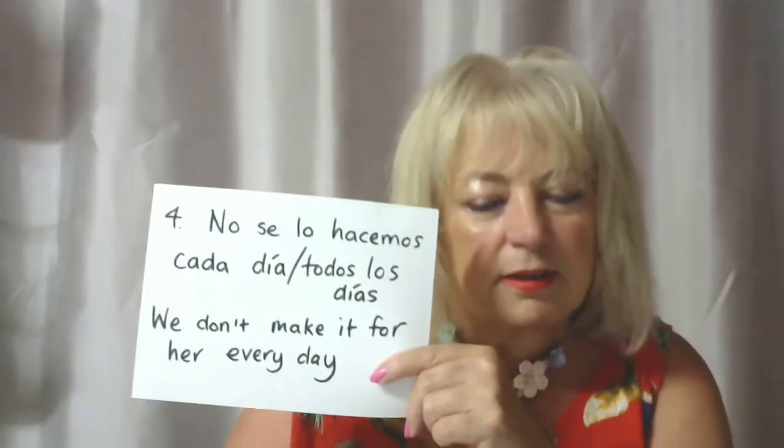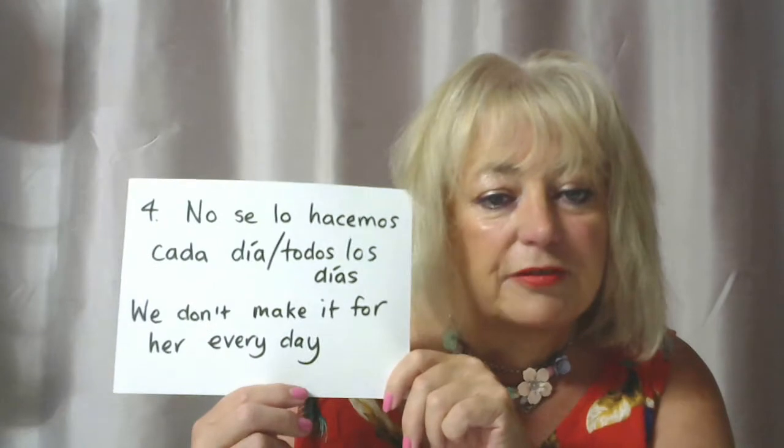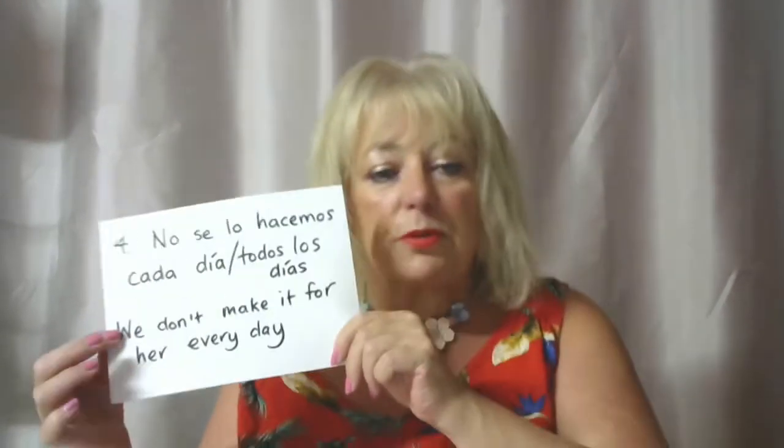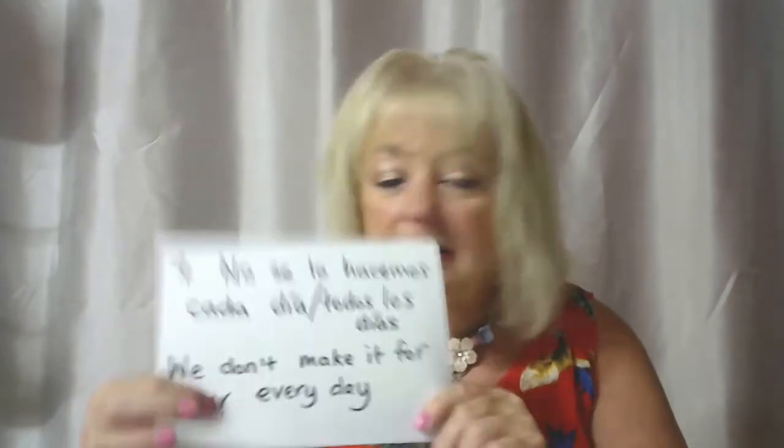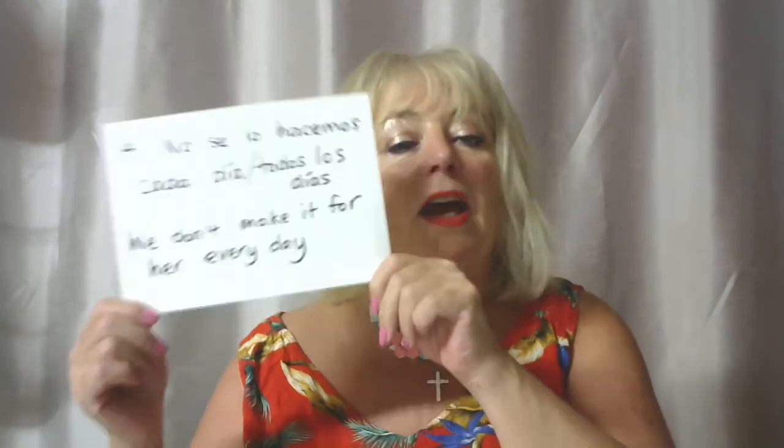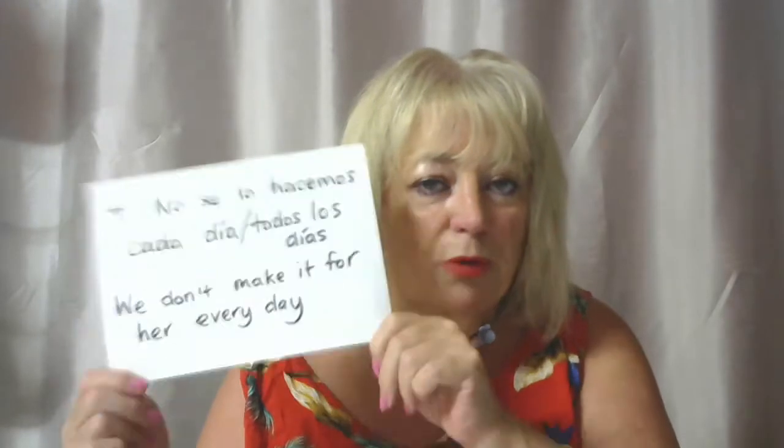So the order is completely different. It's no for her, it we make every day. Which in English we would say we don't make it for her every day, because we put our verb first. We don't make, then the pronouns. We don't make it for her, but in Spanish we're saying for her, it we don't make. And in fact, even the negative, the no, is at the beginning. So the order is different, so it's difficult.